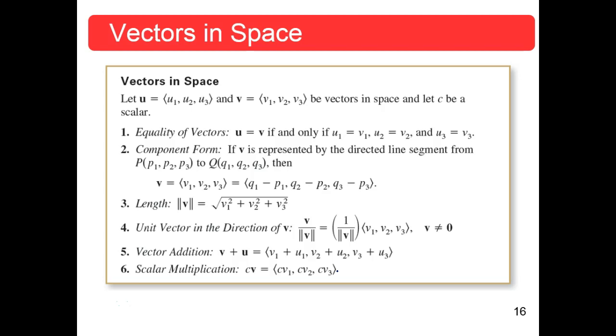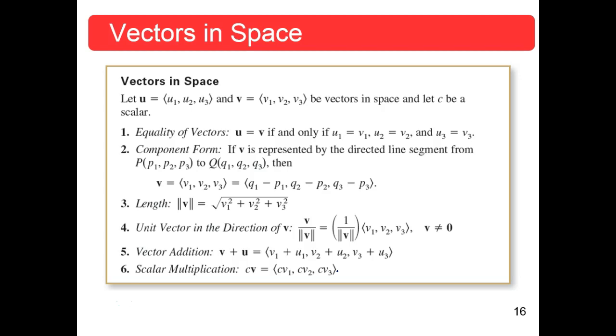Now, a few of the characteristics of vectors in space. If U is U1, U2, U3 and vector V is V1, V2, V3, these are vectors in space. C is any old scalar, any real number in the world.